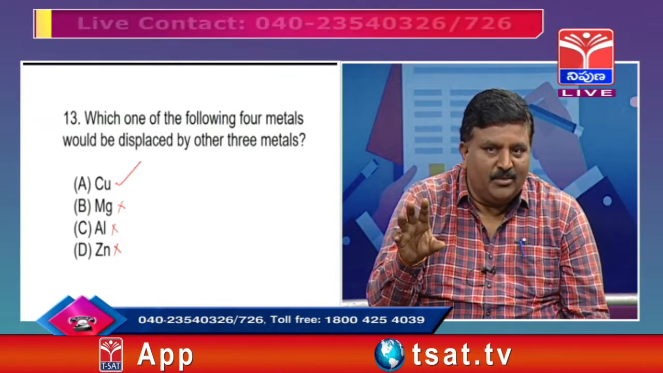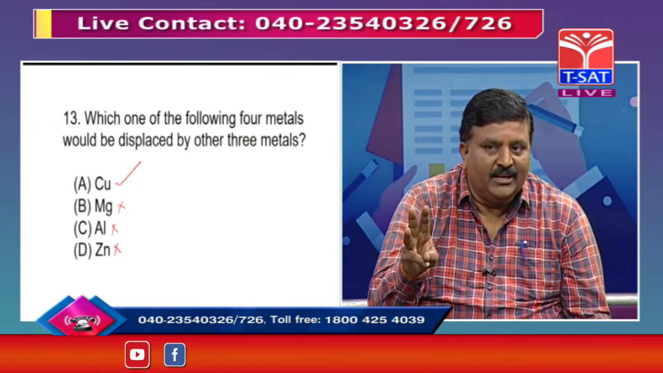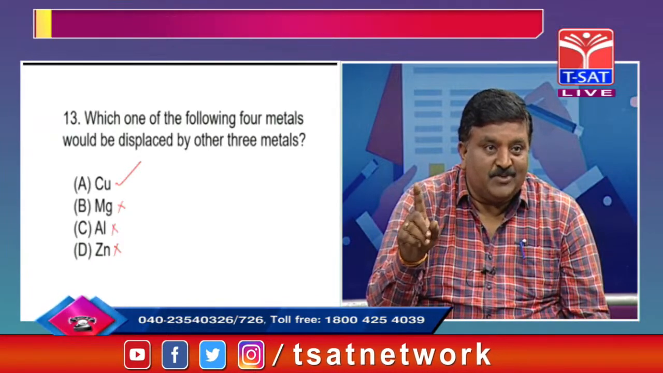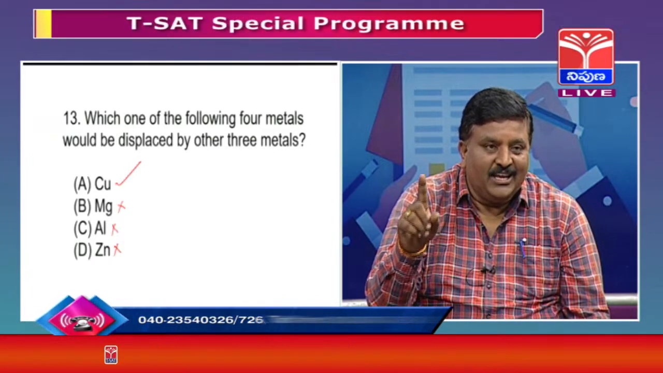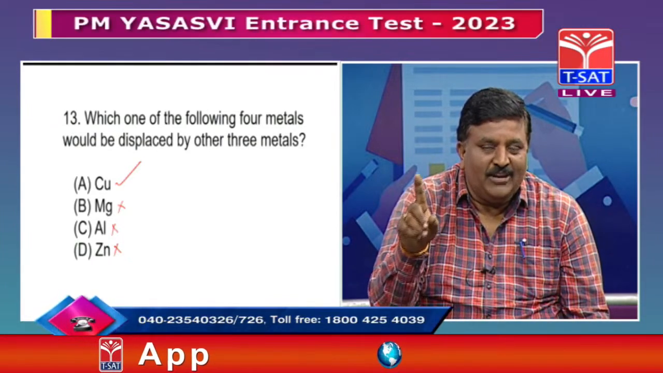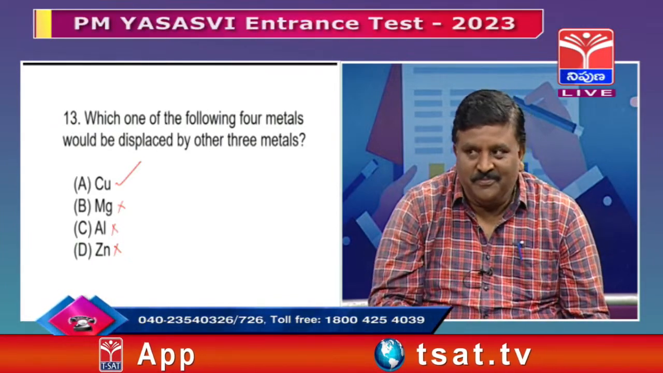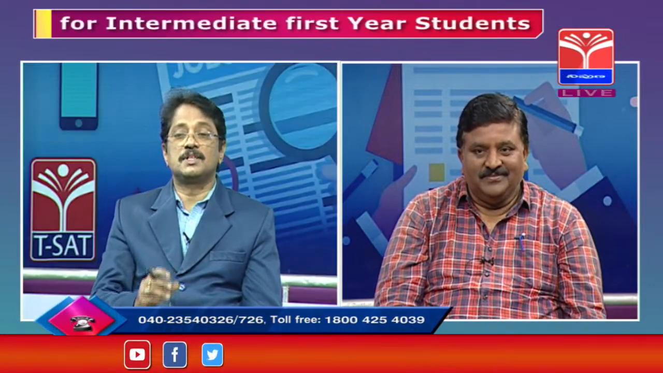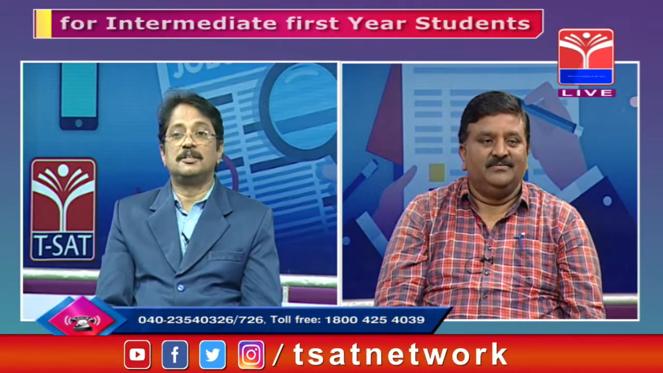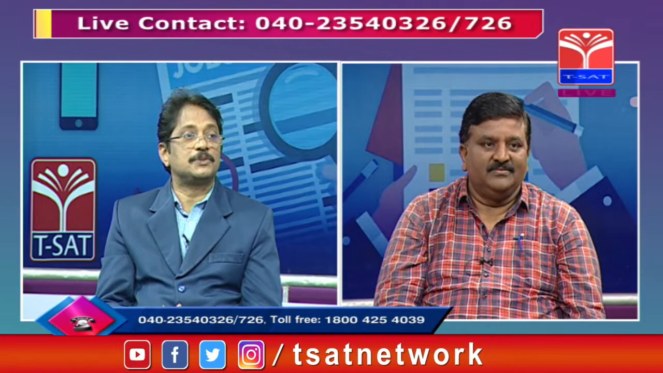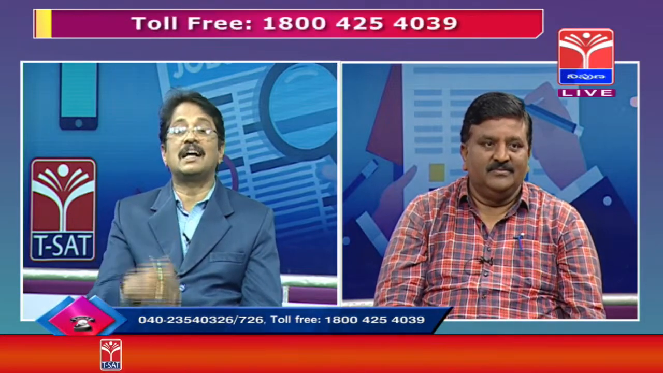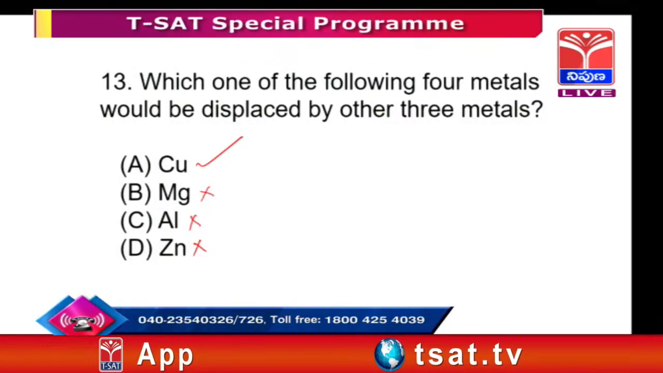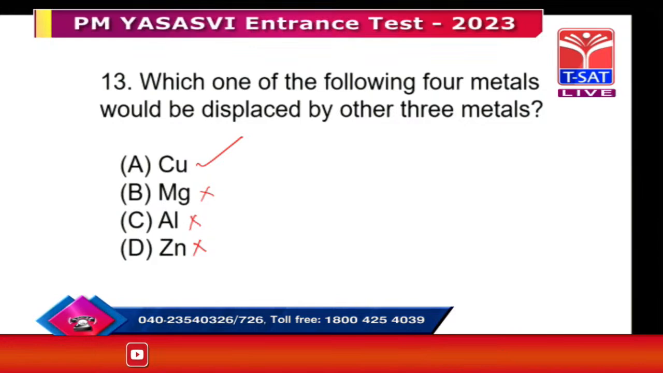So, magnesium can displace all the remaining three, aluminum can displace the remaining two, and zinc can displace only one. So, by all three metals only one can be displaced, that is copper. So, we have to understand the reaction process and whether it is a high reactive, moderate reactive or low reactive element, and we have identified that order also. So, among these, copper is the correct answer, the remaining are high reactive elements.